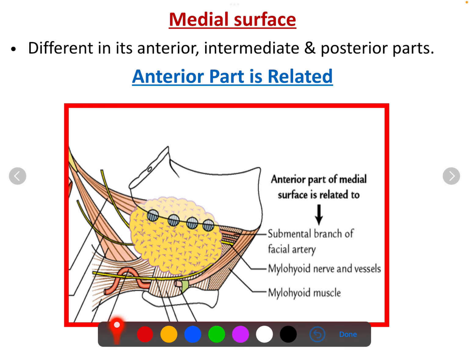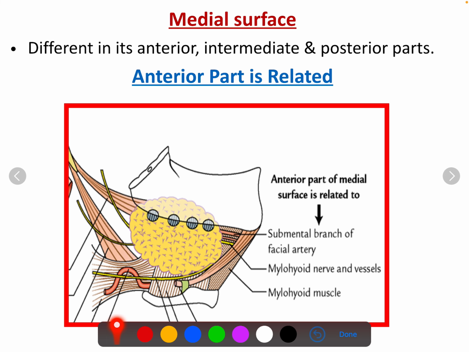The next one, the medial surface. The medial surface relation is divided into three parts: anterior part, intermediate part and posterior part. The anterior part is related to the mylohyoid muscle, mylohyoid nerve and vessels, and the submental branch of the facial artery. These are the relations of the anterior part of the medial surface of the submandibular gland.